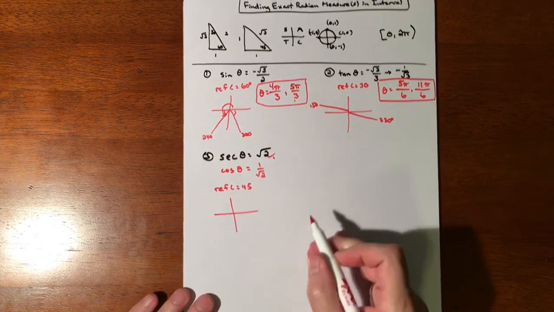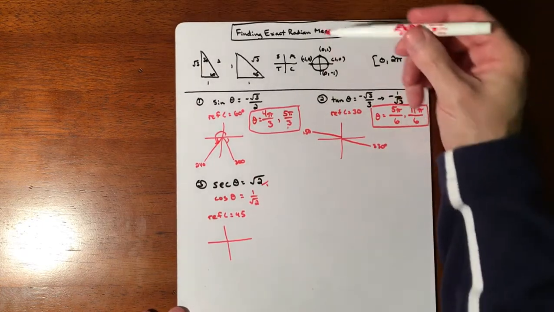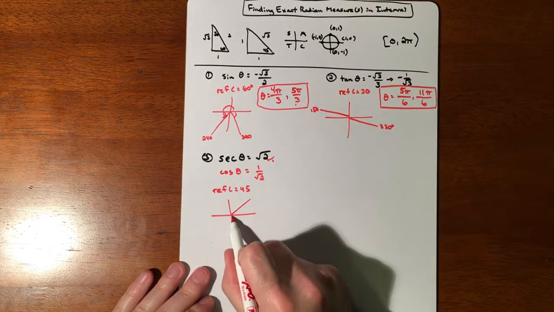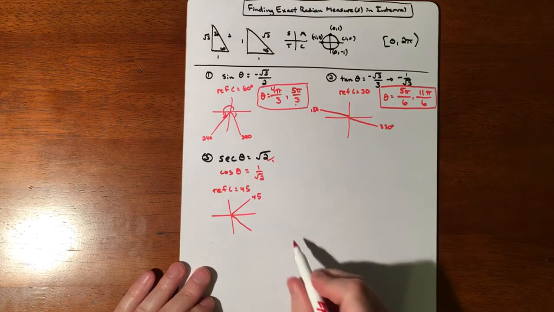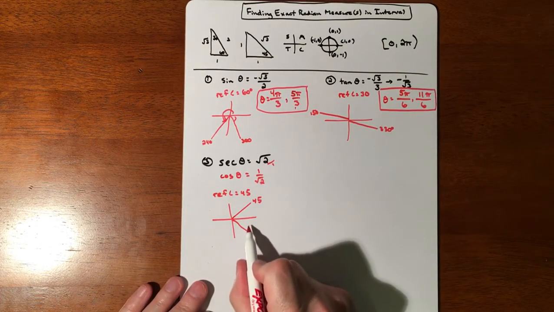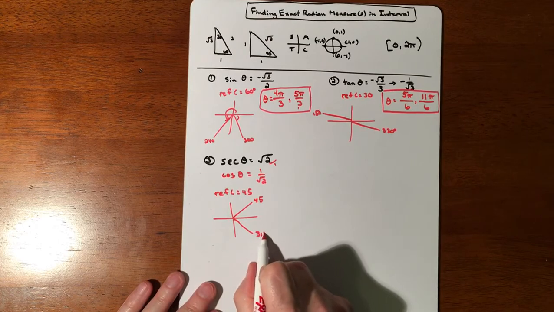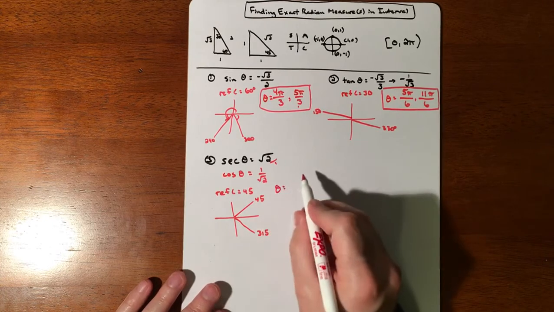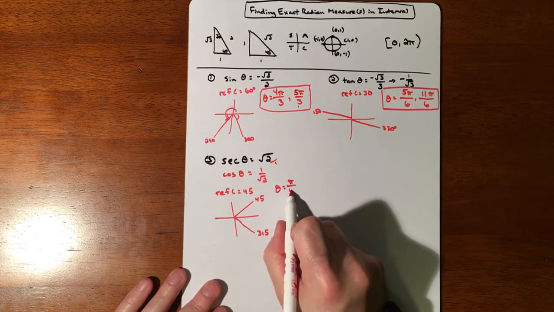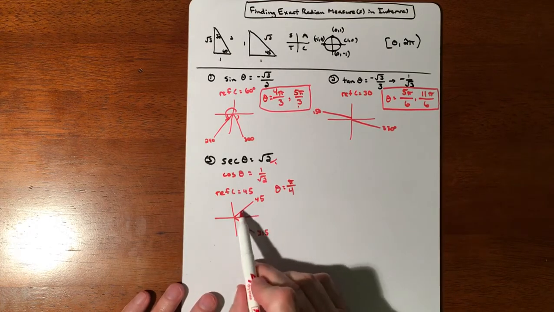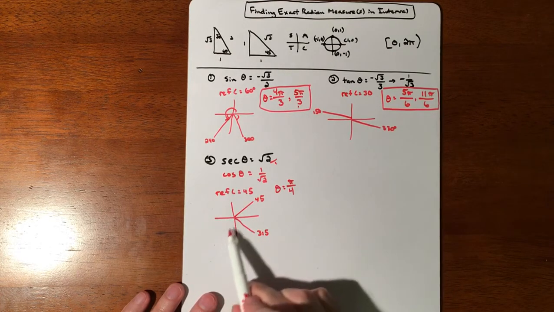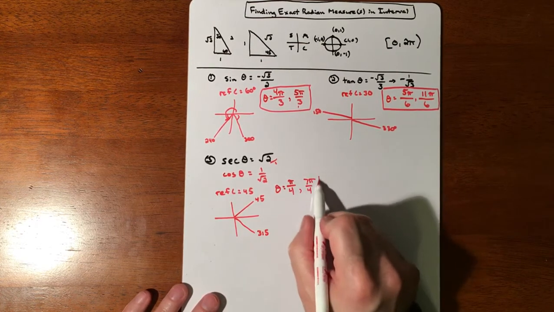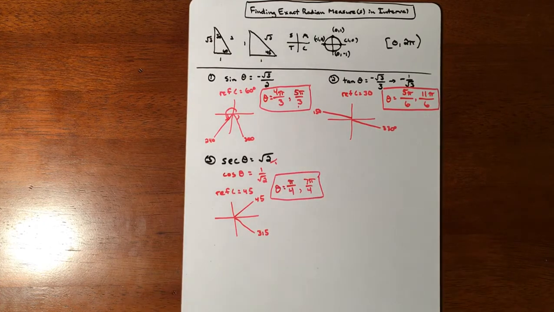Quadrant-wise, we're looking for where cosine is positive, which is going to be in these two quadrants. So I'm going to draw a 45 and a 45 in those two quadrants. The first one's 45, and then here we're 45 shy of 360, so that is going to be 315. And so our actual angles are going to be pi over 4. Anything over 4 is a bunch of 45s. So that's 1 45, 2 45s, 3, 4, 5, 6, 7. 7 pi over 4.